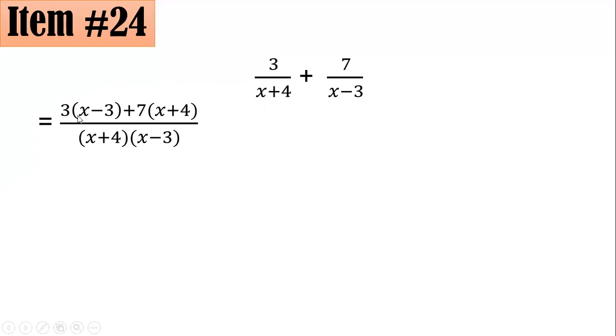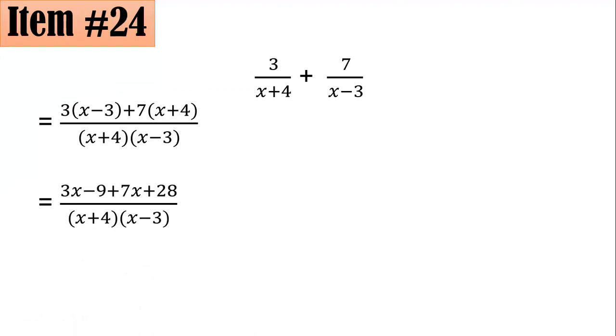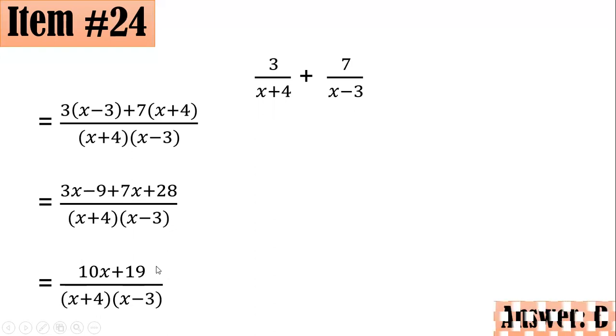Simplifying them, 3 times x - 3 is 3x - 9. 7 times the quantity x + 4 is 7x + 28. And I just copied the denominator because in the choices, the denominators are in factored form. I could now combine like terms in the numerator. 3x + 7x, that's 10x. Negative 9 + 28 is plus 19. Hence, the correct answer is (10x + 19)/((x + 4)(x - 3)), letter B.